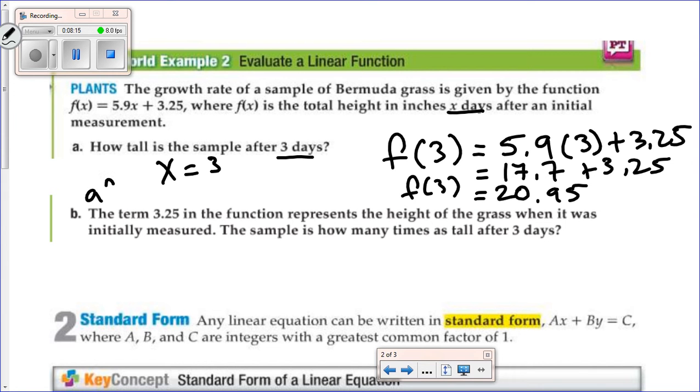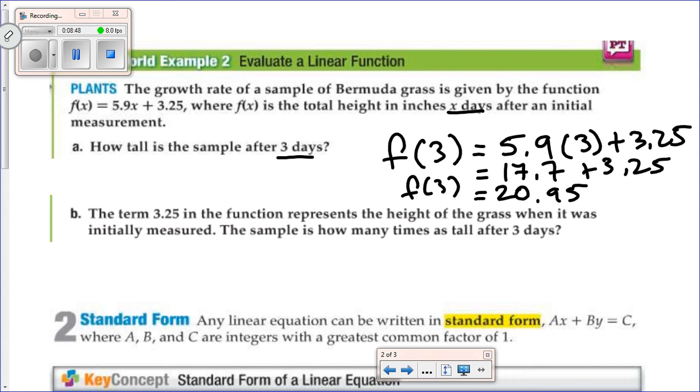You could say after 3 days, the grass, of course I'm running out of room again, is 20.95 inches tall. So after 3 days, the grass, I'm going to go ahead and erase a little bit of what I've written here.